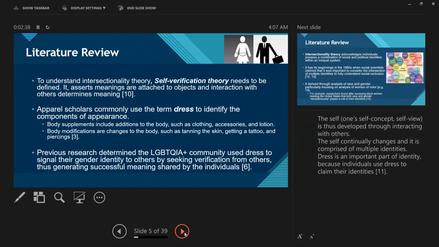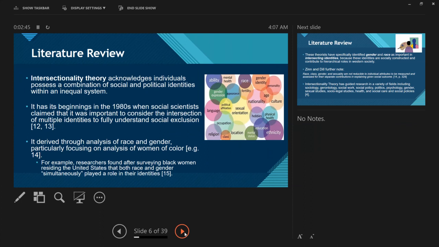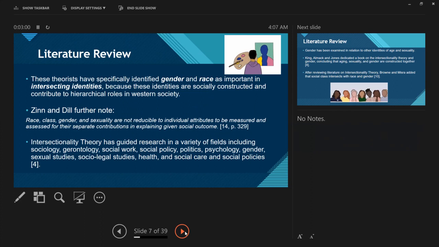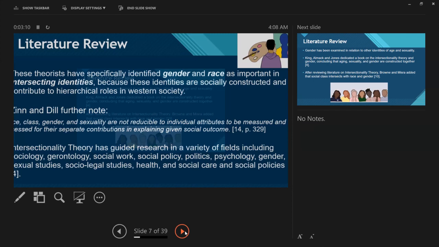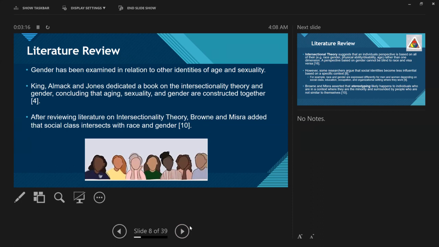Intersectionality theory acknowledges individuals possess a combination of social and political identities within an unequal system. That's where it emerged from. And so there's been research on it since the 1980s. And these theories have specifically identified gender and race as important intersecting identities. They've also discussed sexuality and social and political level. And gender has been examined in relationship to other identities, including age and sexuality. And after review of literature on intersectionality theory, Brown and Mirza added that social class intersects with race and gender.